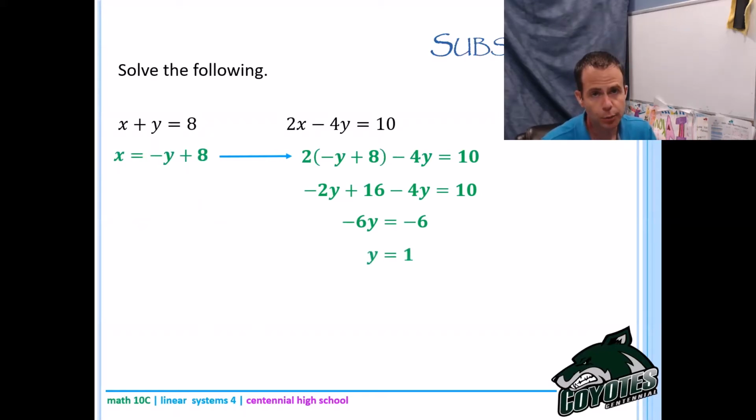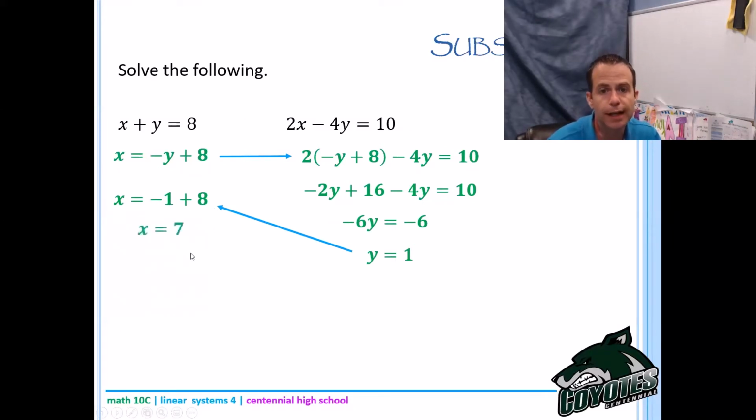Now that I know y is 1, I'm gonna arrow back to where I had left off. I'm gonna plug that back in for my y. So this said negative y, and I replaced my y with 1. So now it says negative 1 plus 8. Negative 1 plus 8 is 7, so I know that x is 7.